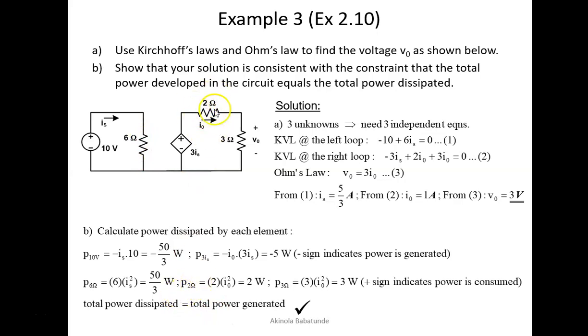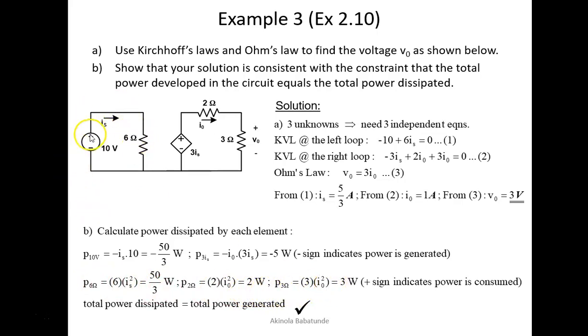The power consumed by these 2 ohms will be equal to another I squared R: I0 squared in this case multiplied by 2. I0 is already found, so we square that and multiply it by 2. That gives us the power consumed by the 2 ohm resistance. Then we go to the 3 ohm resistance and find the same thing. For the 3 ohms, we have I0 squared multiplied by R, which is 3 ohms. That gives us 3 watts. All of them have positive signs, and that tells you that power is consumed by those circuit elements.